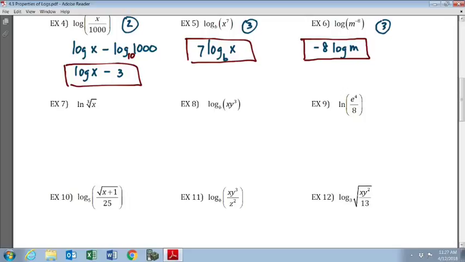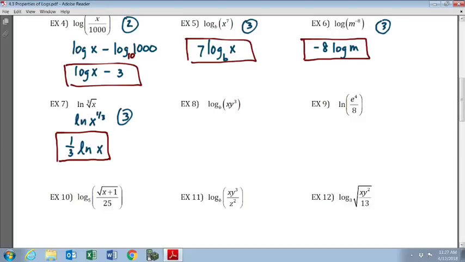Let's look at example 7. On example 7, when we look at our properties of logs, we don't have anything in terms of radicals. But if we think back to radicals, we know that we can write those using fractions as exponents. So this is really the natural log of x to the 1/3 power. Remember, this number here is your root. So now we can use our third rule, the power rule, and we're going to get 1/3 the natural log of x.